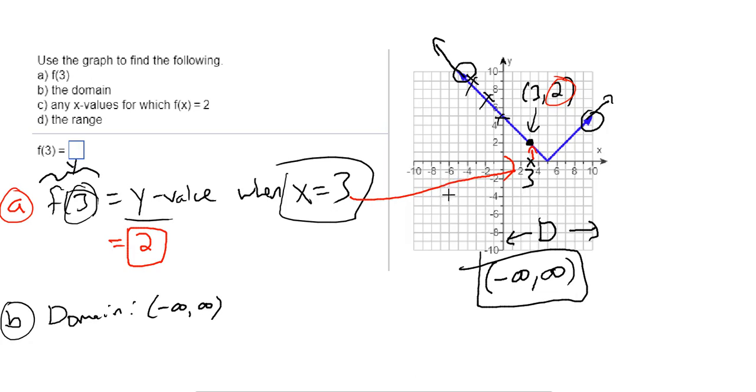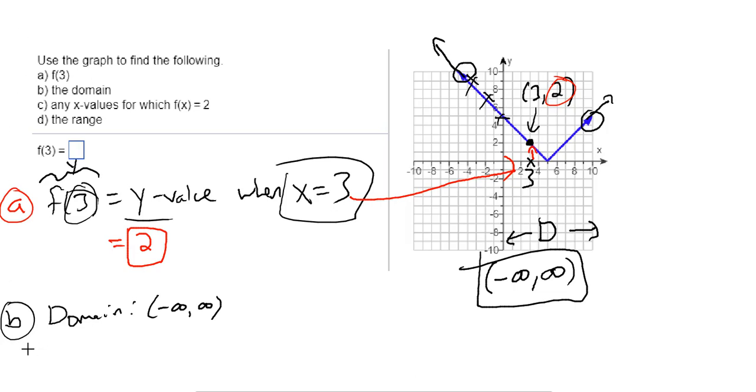Any number goes for x. Every value of x is allowed. There's nothing that isn't allowed. I don't know how else to say it. You can pick any number you want for x and it's fine. This graph has a home for every value of x. Maybe that's a good way to put it. All right. So -infinity to +infinity.